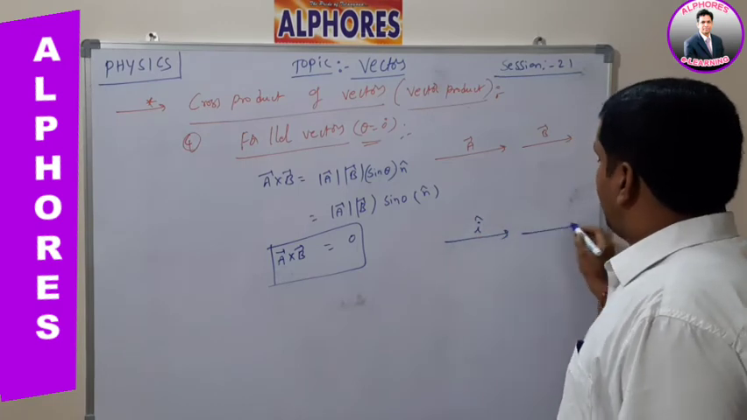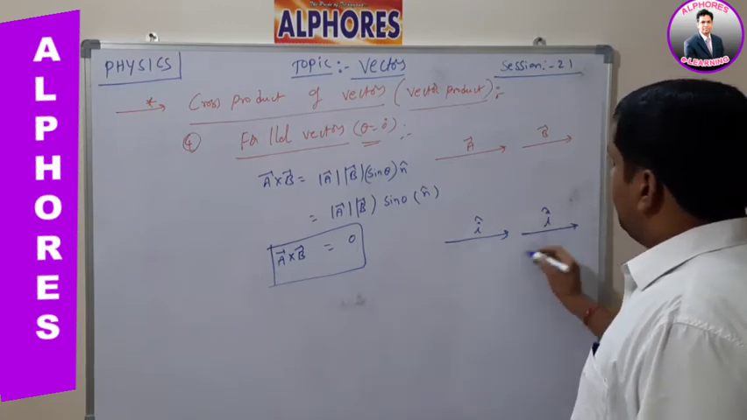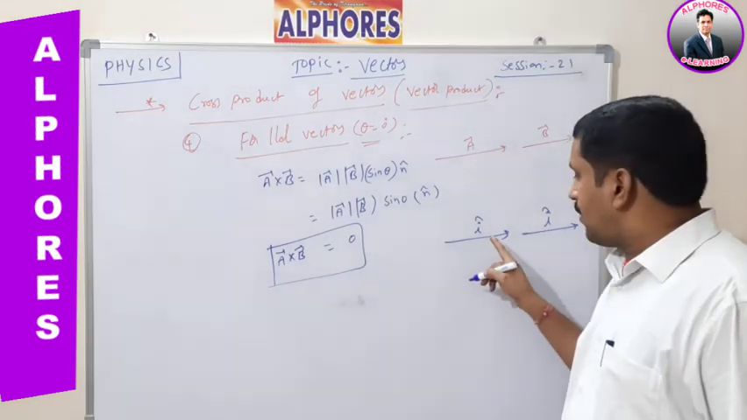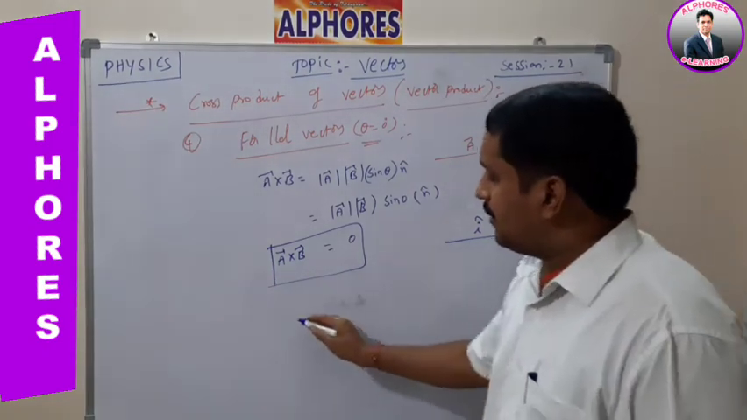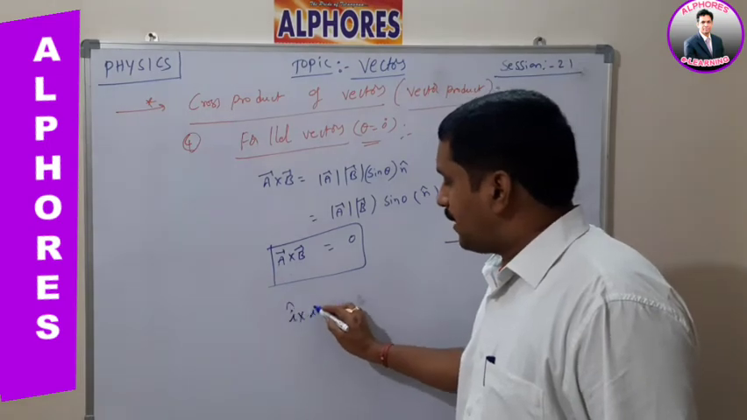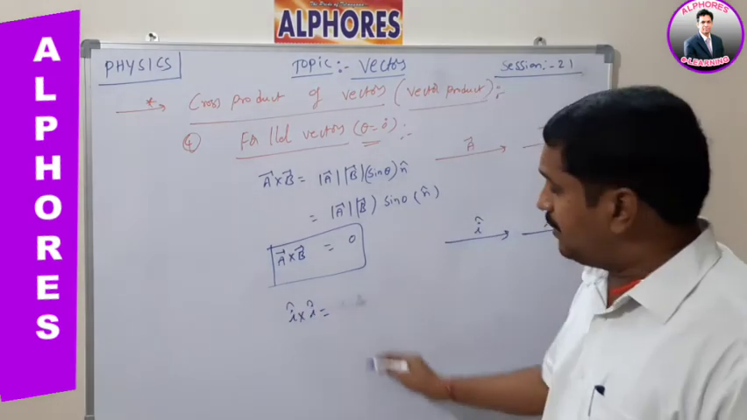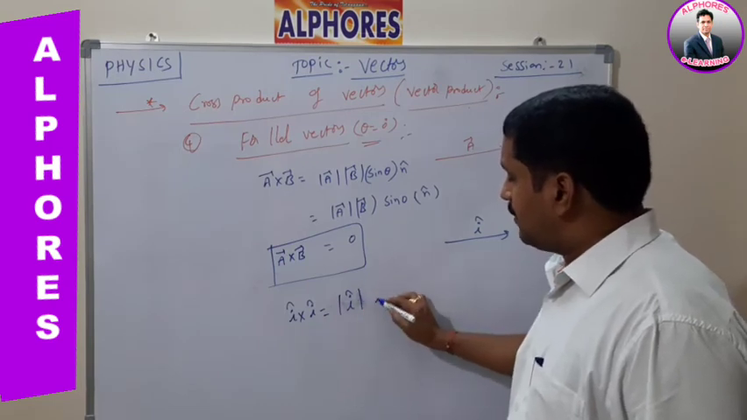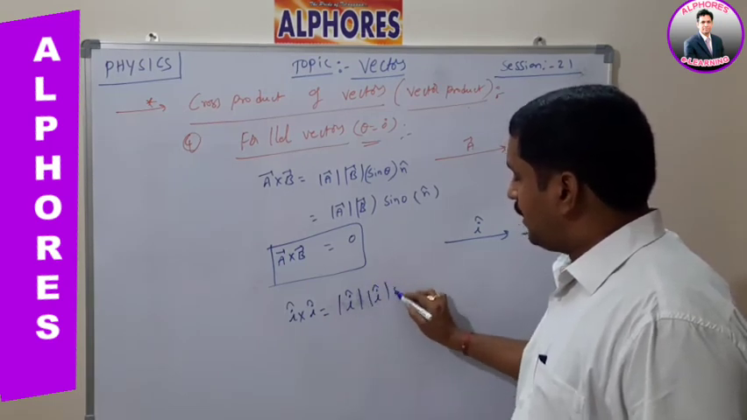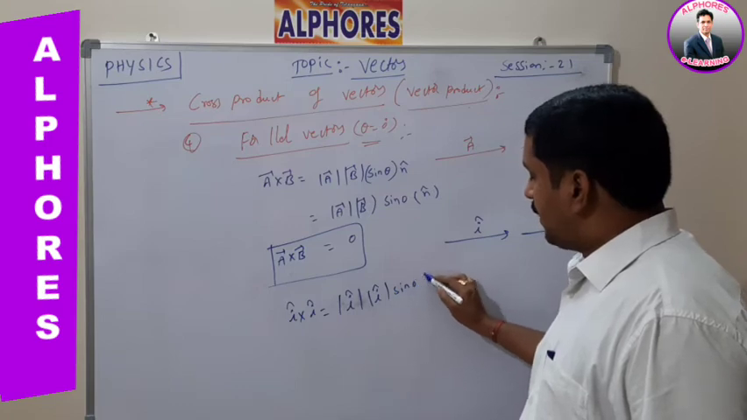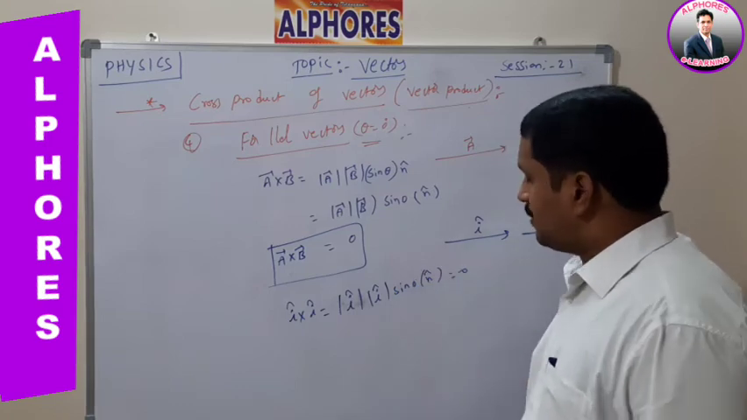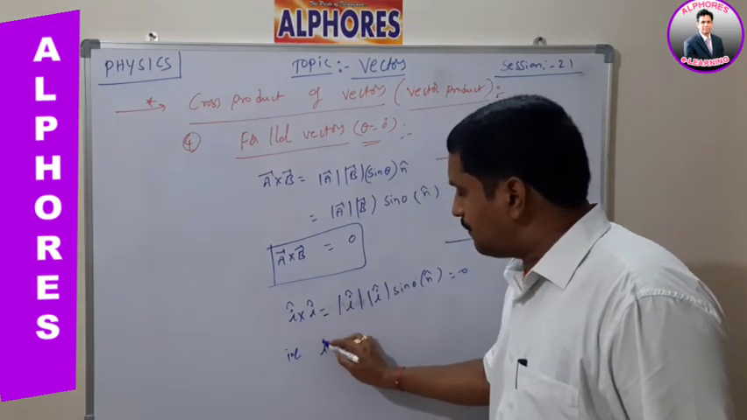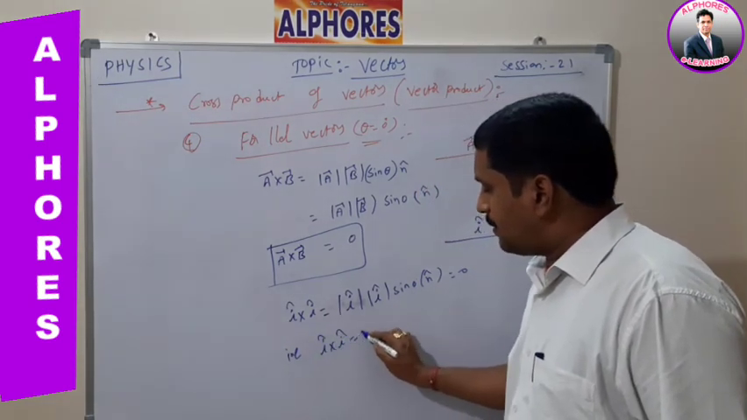For this one, I have to take two like vectors, like these two unit vectors which are passing along the positive x-axis. What is the cross product of these two as per the definition? I have to find i cap cross i cap. As per the definition, it is modulus of i cap into modulus of i cap into sin 0 into n cap. So that is equal to 0. What is the final conclusion? i cap cross i cap is equal to 0.